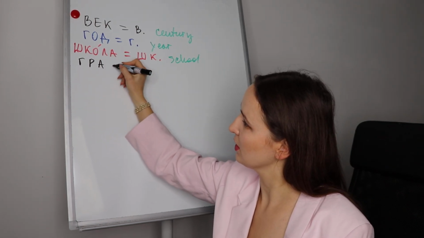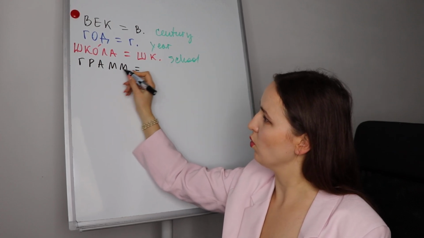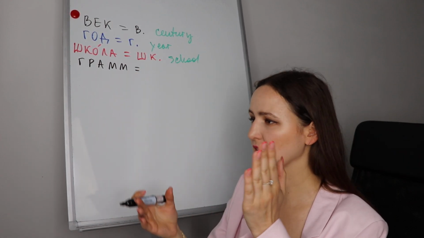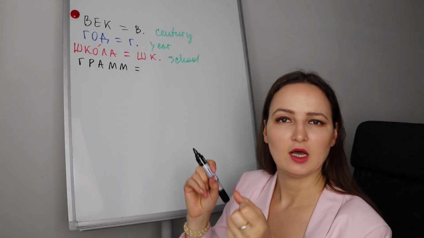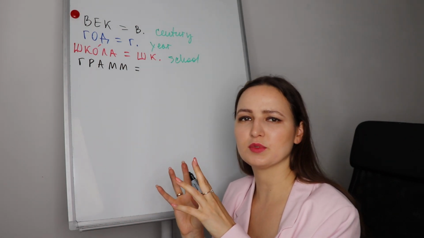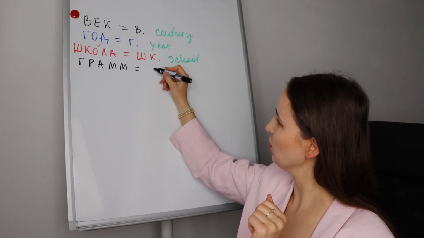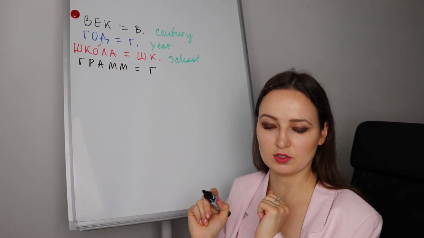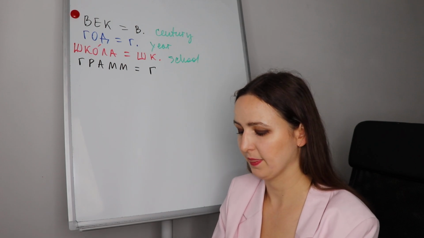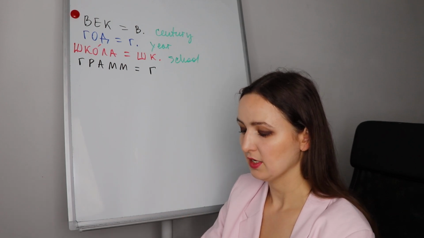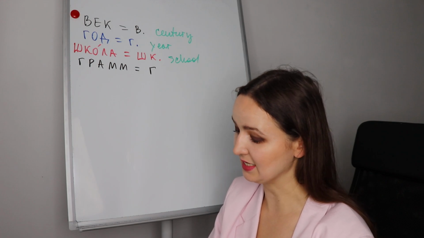Грамм. Gram. We use gram to weight something like potatoes, cheese, 200 grams, 100 grams, and so on. And we abbreviate it with G without dot. Then we have kilometer.